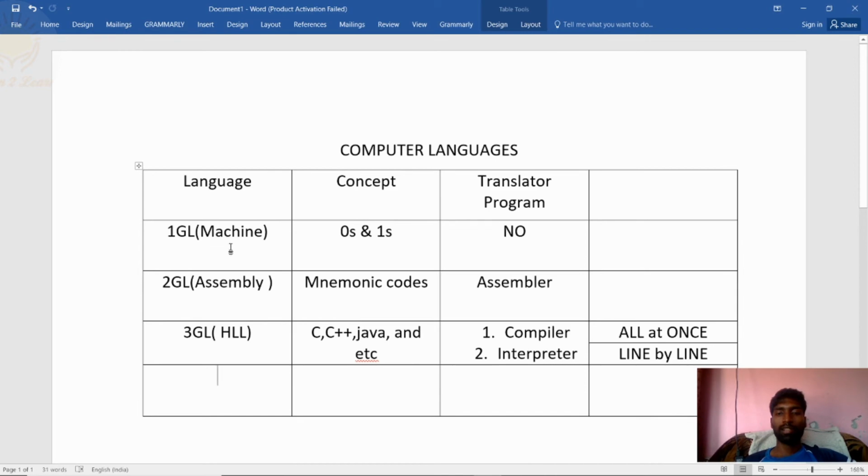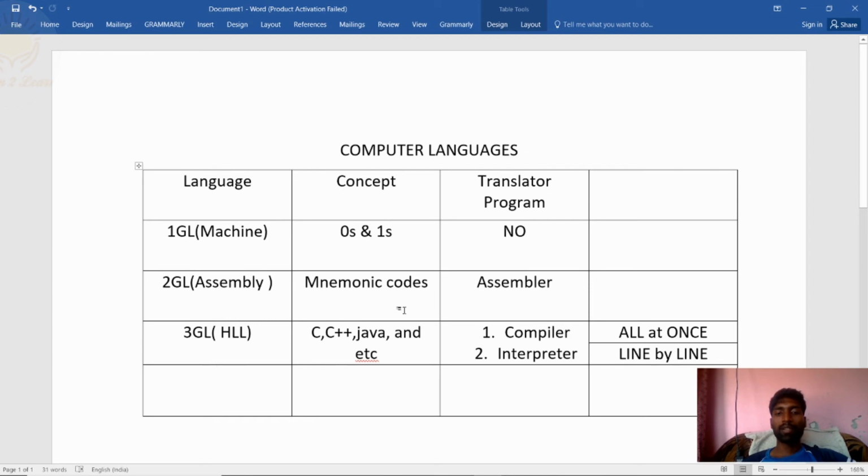First generation we can call machine language, only the zeros and ones concept. There is no translator, only we are the translator. Second generation language, we can say it is assembly language. We are using mnemonic codes. The translator name is assembler. And coming to the third generation language, we can say it is a high level language. C, C++, Java, Python, whatever programming languages we are using nowadays, all come under this.